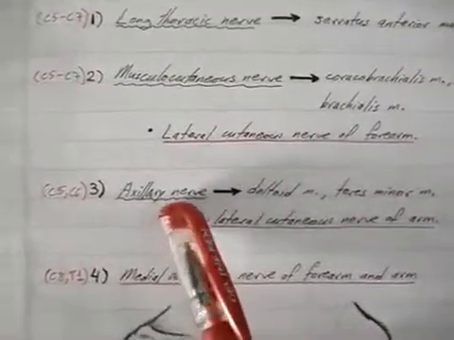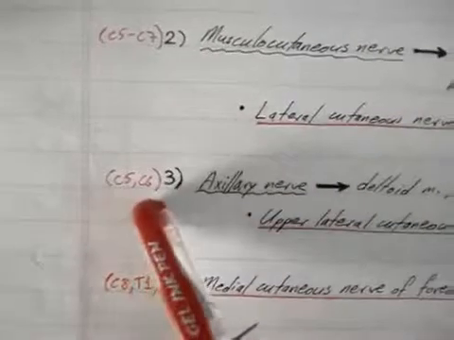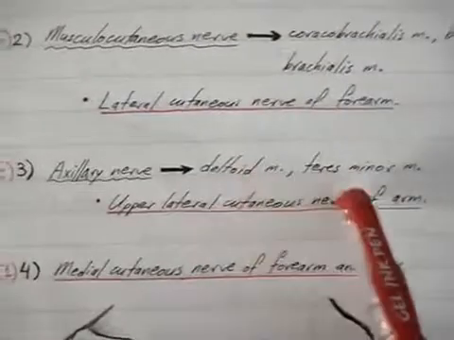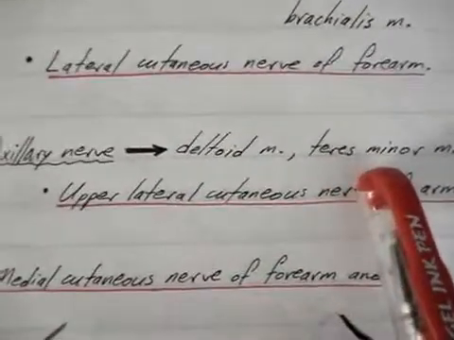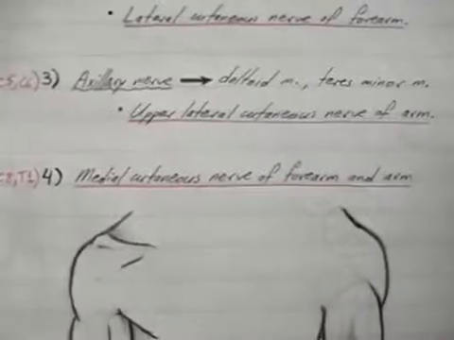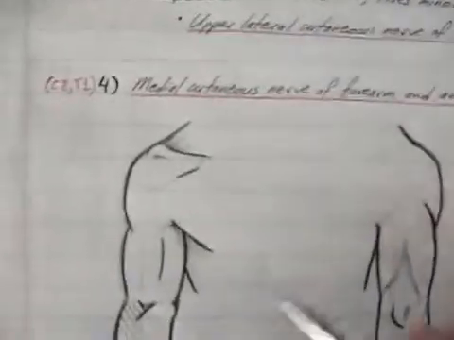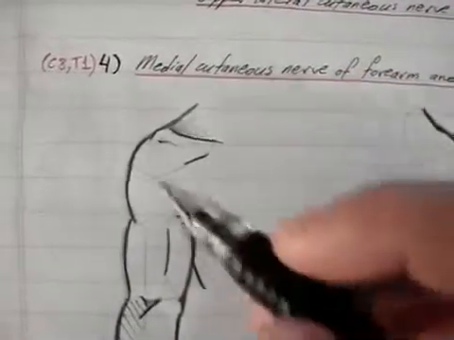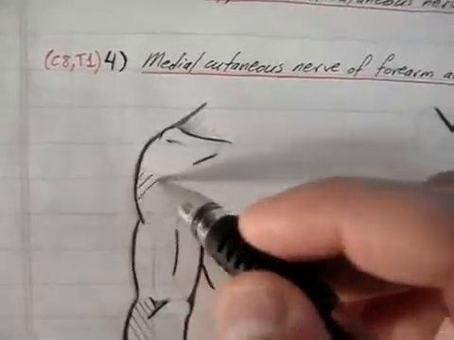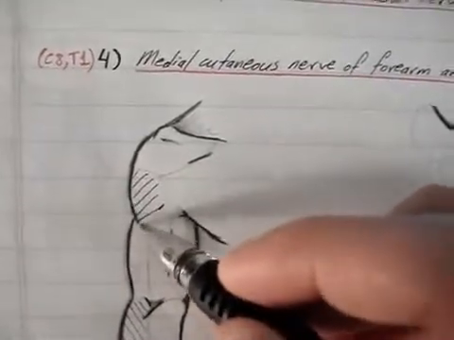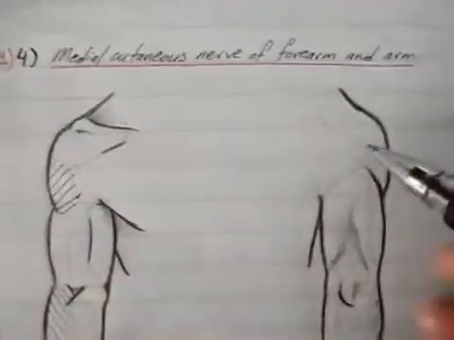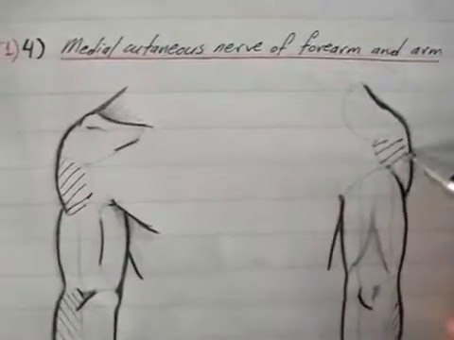Next is the axillary nerve, or C5, C6. The axillary nerve innervates the deltoid muscle and the teres minor muscle. It has a cutaneous branch called the upper lateral cutaneous nerve of arm. The upper lateral cutaneous nerve of arm innervates the lower half of the deltoid muscle, so it would be this one here. And from the posterior view, you can see it here.